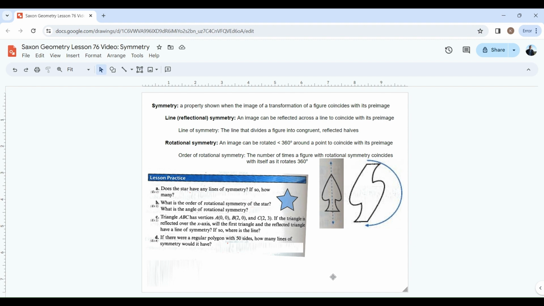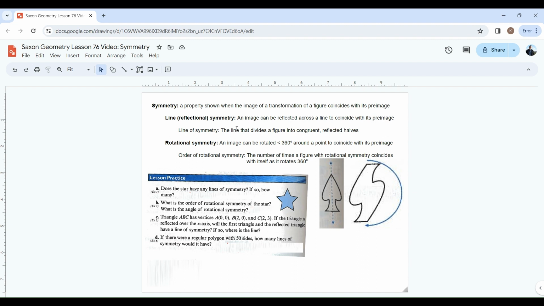Reflectional symmetry or line symmetry is when an image can be reflected across a line to coincide with its pre-image. This figure has line symmetry because all these points to the right of the line would reflect to the points to the left, and all these points to the left of the line would reflect to these points on the right. So if I were to reflect this image across this blue line, then it would reflect back on itself and coincide with the original pre-image.